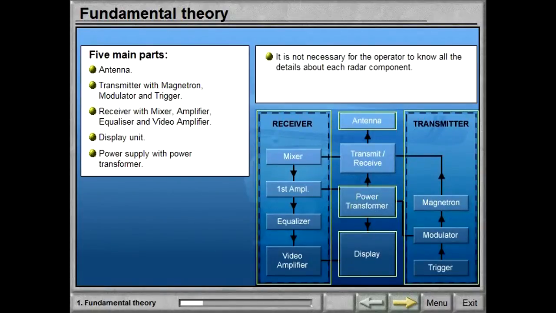It is not necessary for the radar operator to know all the details about each radar component. However, for safe and efficient use of the radar, a basic understanding of how a radar works, its capabilities and limitations, is a minimum requirement for all navigators using radar in their work.